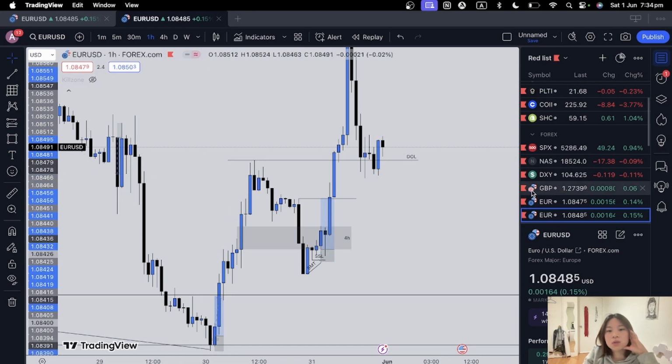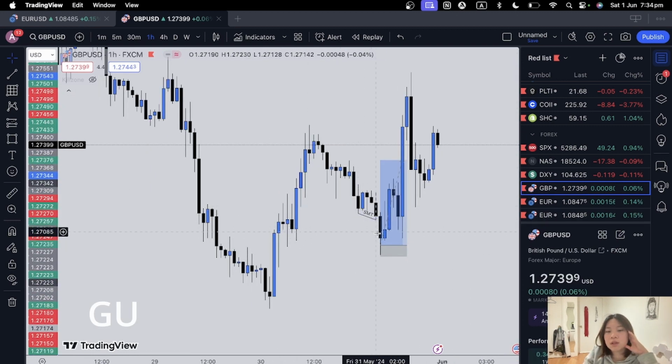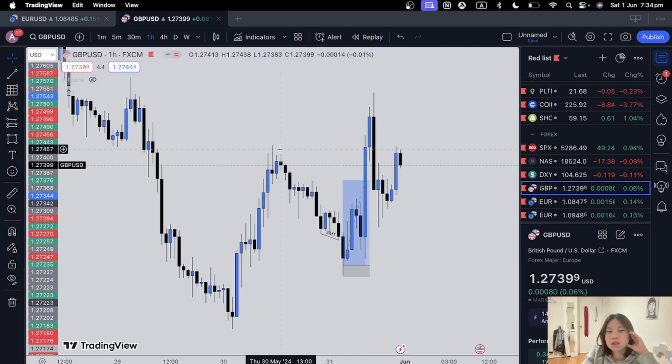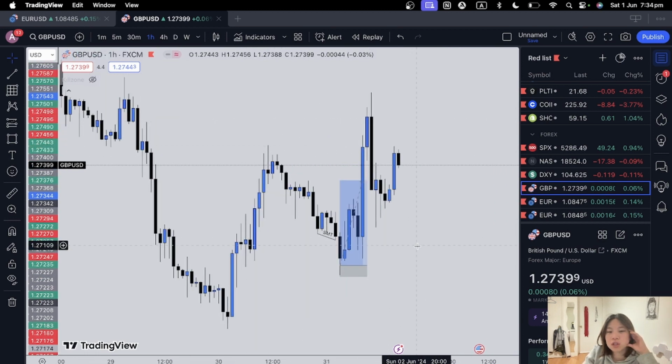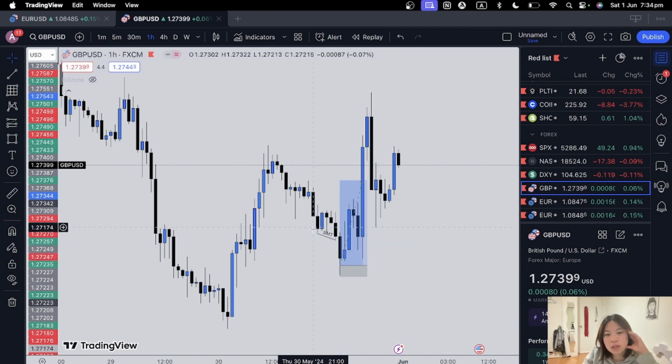Now let's go over to GU. I actually wasn't really analyzing exactly what happened on GU, but I just saw that SMT right there. I didn't actually take this trade, but I'm just going to show you guys how this is something maybe some of you could have taken if you were trading GU, but I'm not too sure because I don't trade GU anymore right now. So anyways, we got that SMT. We swept liquidity here and here.